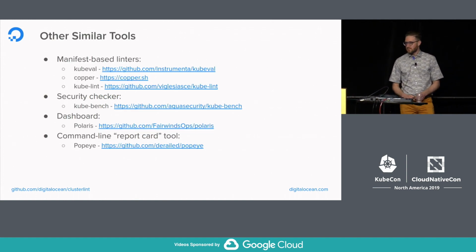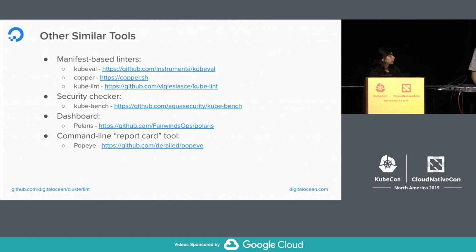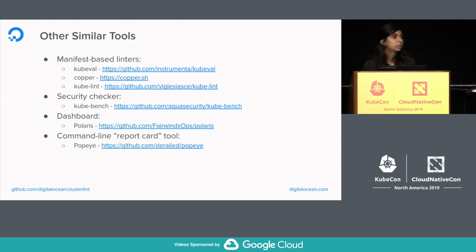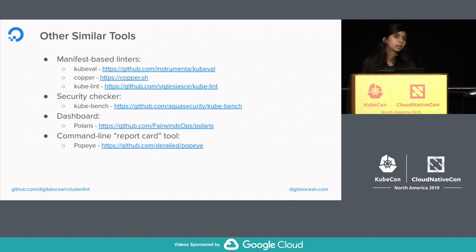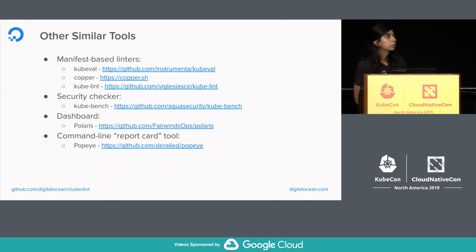Before we started building clusterlint, we looked at some of the existing tools. There are some great manifest-based linter tools like kubeval, kubelint, and Copper, which are great to use in your CI/CD systems to check if the YAML is sound before deploying onto the cluster. Clusterlint identifies issues with your cluster after the workload's been deployed. So they could be platform-specific, or there's something that the YAML would be sound for, but would create an issue later on. If you're interested in security checks specifically, then there's KubeBench.